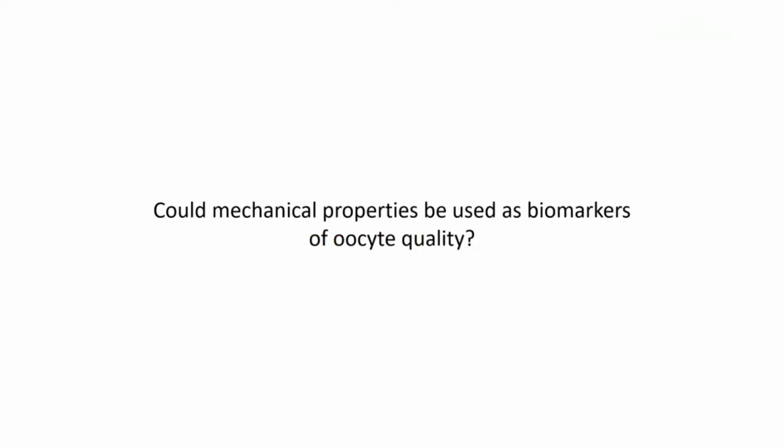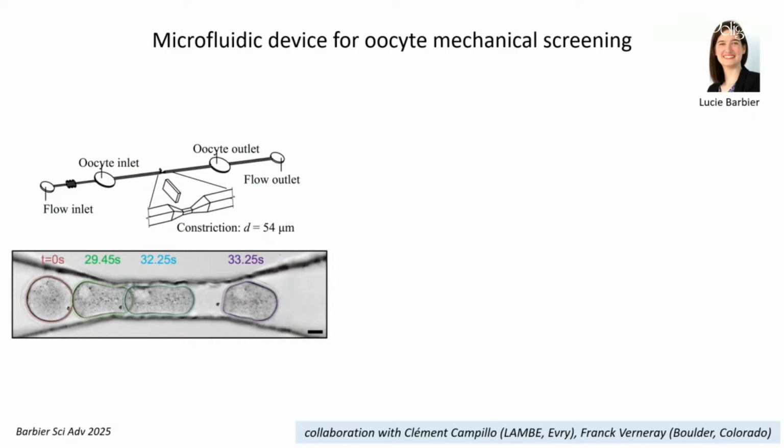So just to finish, I told you that cortical tension, but more generally, mechanical properties are important to regulate oocyte quality. And so now we would like to use these mechanical properties as biomarkers of oocyte quality. So very briefly, Lucie Barbier, a postdoctoral fellow in the lab, designed a macroscopic device for oocyte mechanical screening. So it's a very simple one. It's a constriction-based macroscopic device where you can push oocyte with a controlled flow. This constriction is smaller than the diameter of the oocyte, so you can record oocyte deformation and entry into the constriction, the timing of entry, timing of passage, and so on.